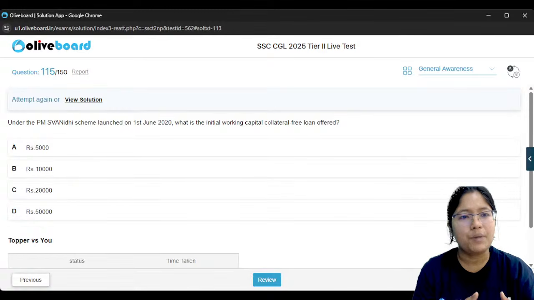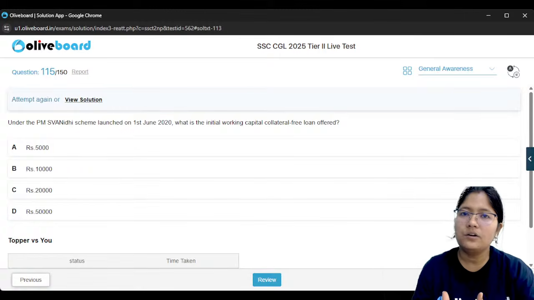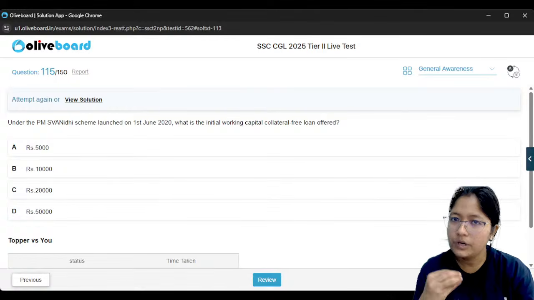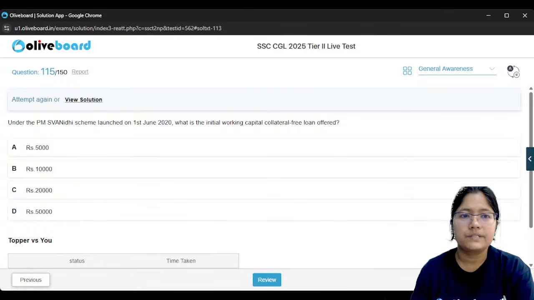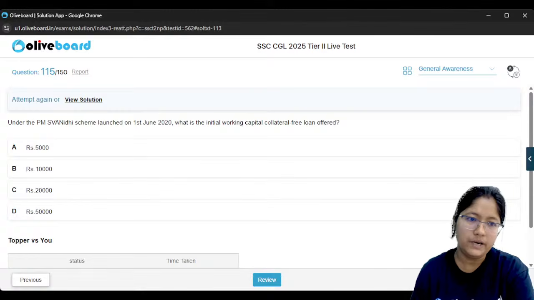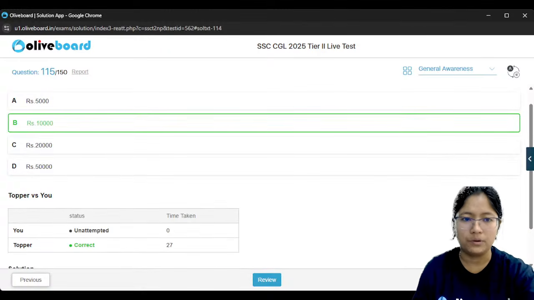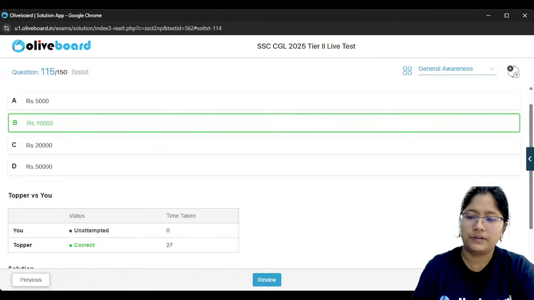So initially an amount of 10,000 rupees will be given. If everything goes well with this 10,000 rupees, if people are doing the SVANidhi activity with this money, then the government will go ahead and give 20,000. And if everything goes well in that case as well, then finally up to 50,000 rupees, whoever has applied for this will get the amount. All right. So for the first installment, how much will be given? 10,000 rupees.